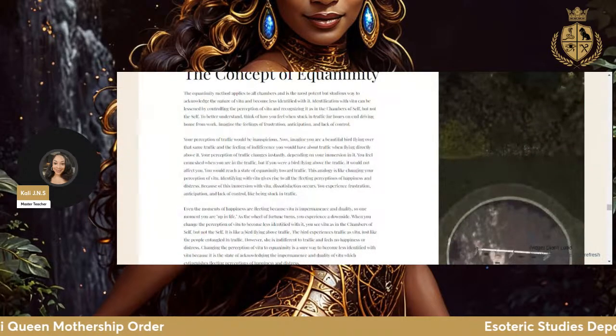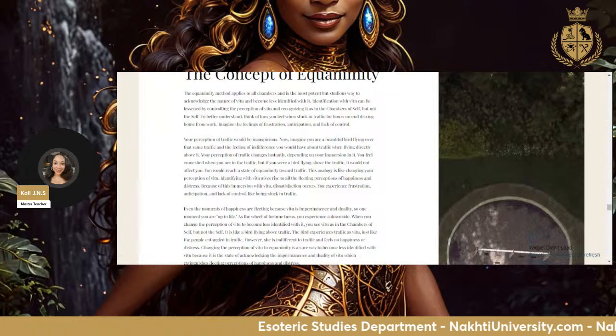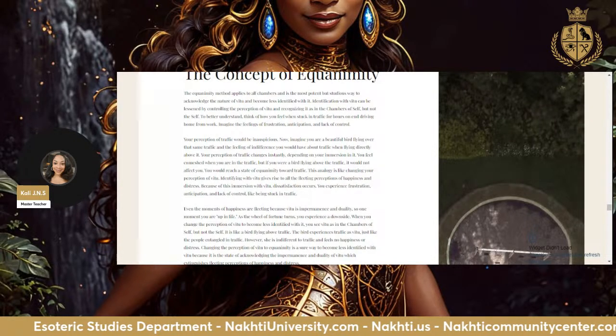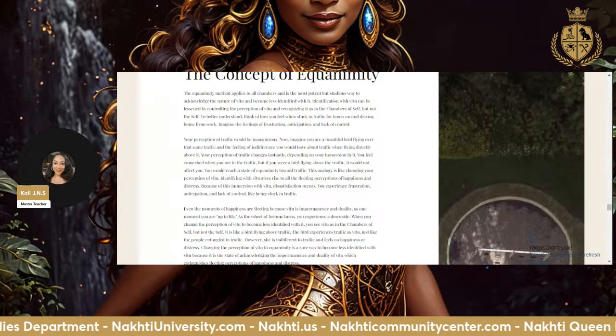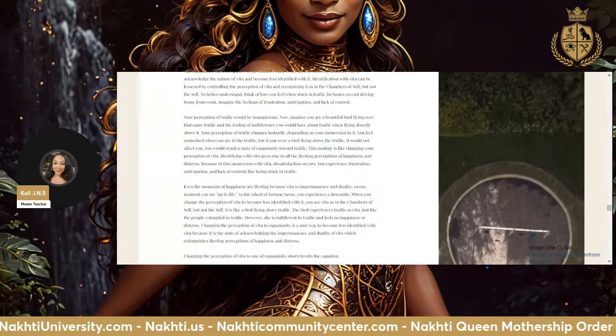And so the concept of equanimity, again, is recognizing you are in control of the perception of the content that enters the mind, to better understand the self.